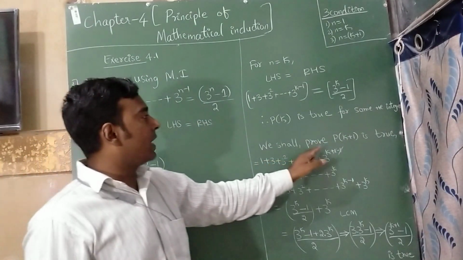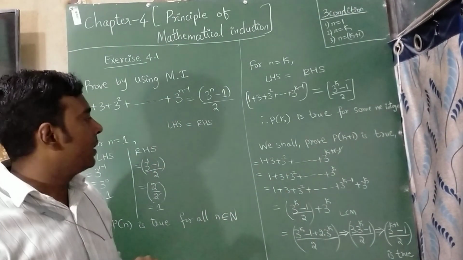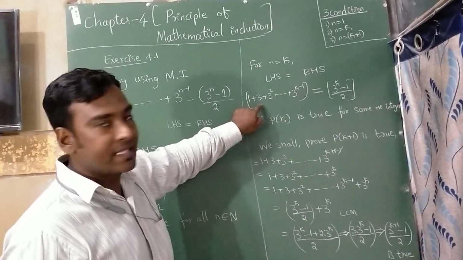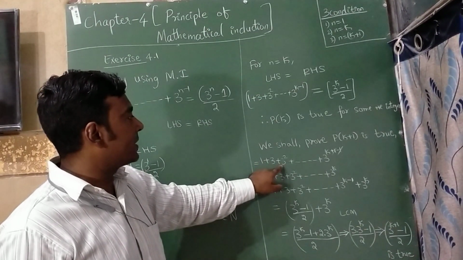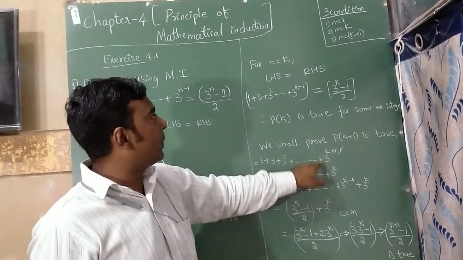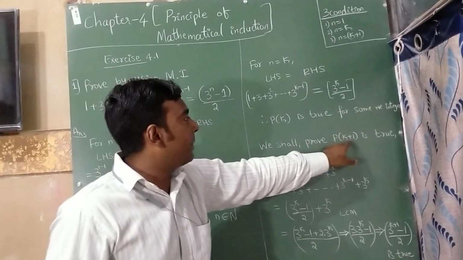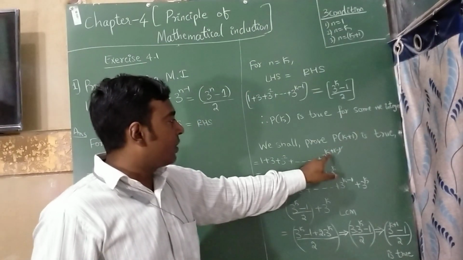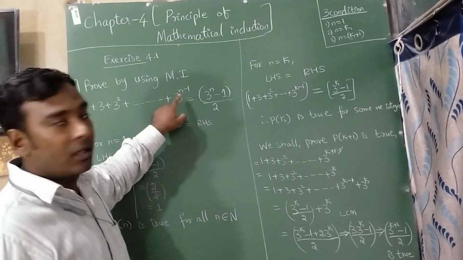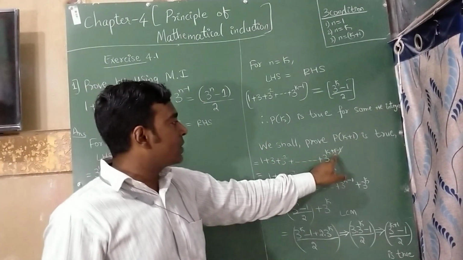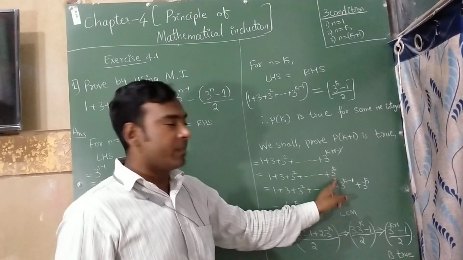Now we shall prove that P of k plus 1 is also true. The final condition. What I have done is I have taken the LHS. In the LHS part I have written 1 plus 3 square plus so on up to, in place of n, I am going to write k plus 1. In place of n, I am going to write 3 raised to k plus 1 minus 1. Observe carefully. The plus 1 and minus 1 get cancelled. So what remains here? 3 raised to k is remaining.